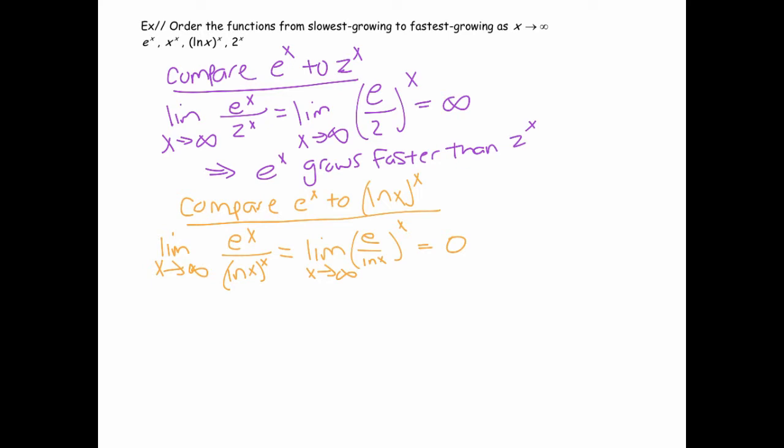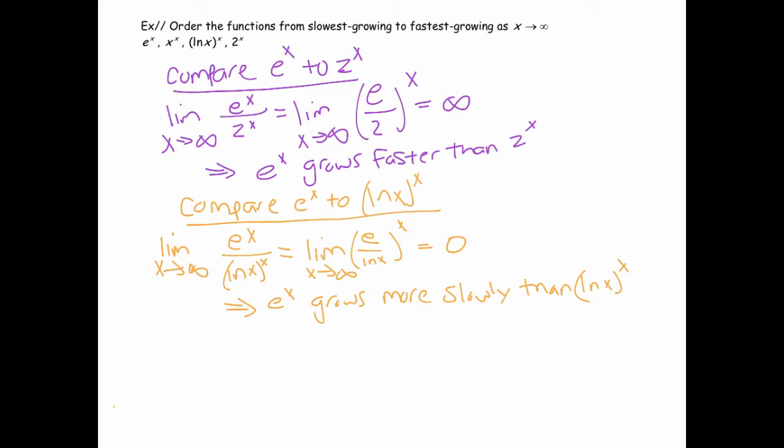Alright, so what does that mean? That means that e to the x grows more slowly than ln of x to the x, right? We got 0, so that means the denominator is going faster than the numerator. So e to the x grows more slowly than ln of x to the x. Okay, so we're starting to get a picture here.